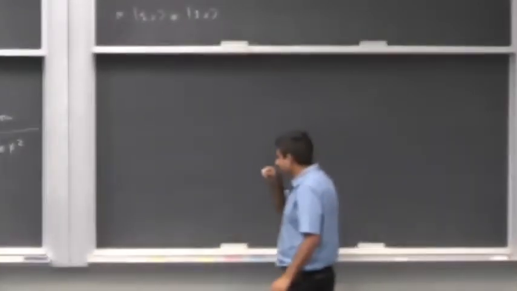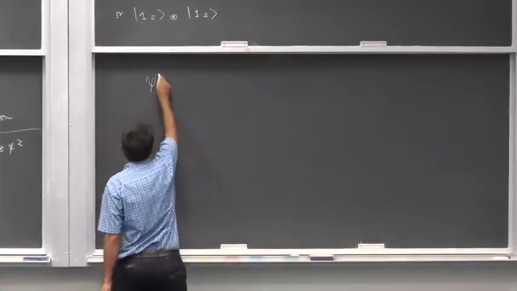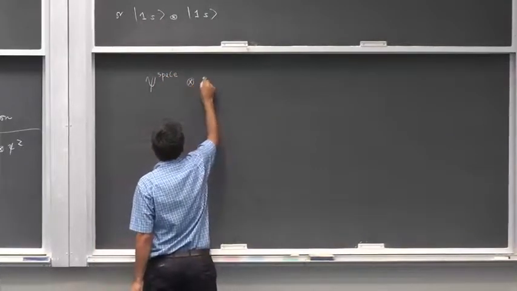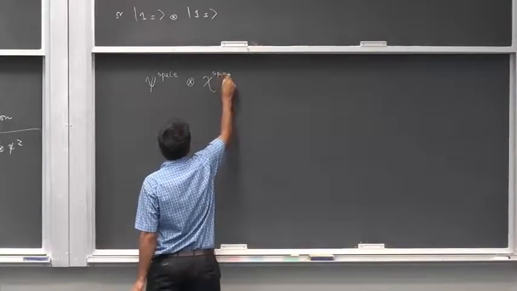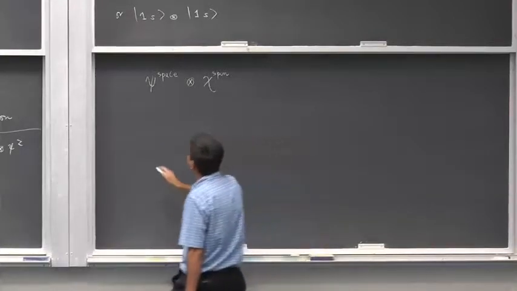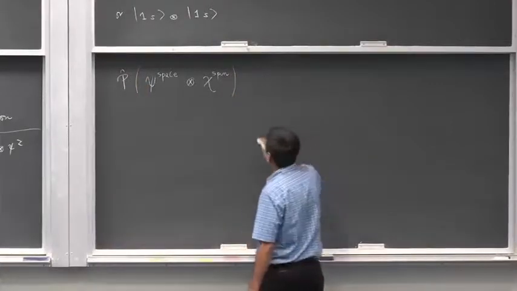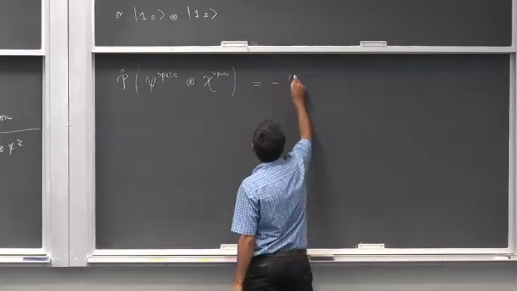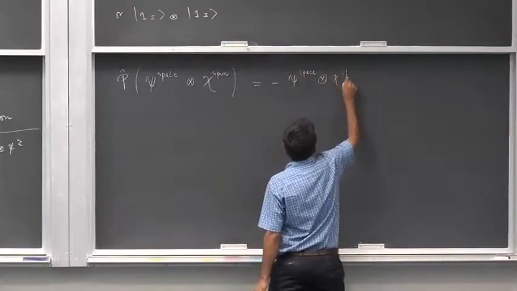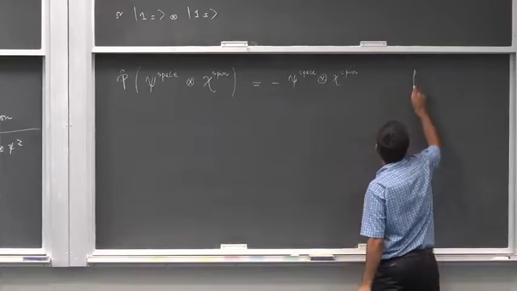Okay. Now what this means is that if I have a spatial wave function, space, and if I have a spin wave function, this is my overall wave function. When I apply the parity operator onto this overall wave function, and if I'm talking about electrons, which are fermions, then the result should be minus the original wave function. Okay, if I'm talking about fermions, and electrons are fermions.